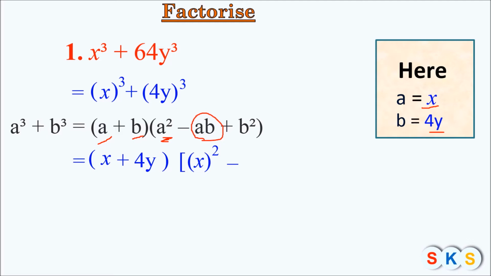So what we will write at the place of ab? We will write x into 4y, plus what is the last term of the second bracket? You can see it is b square, and what is the value of b? Look at in the box, it is 4y, so we will get here 4y the whole square, close the bracket. Now we will simplify it further.